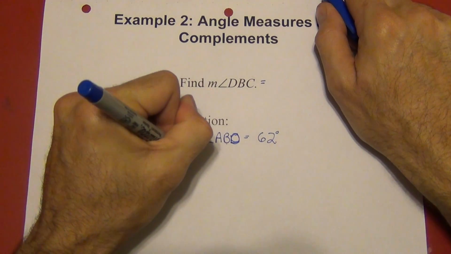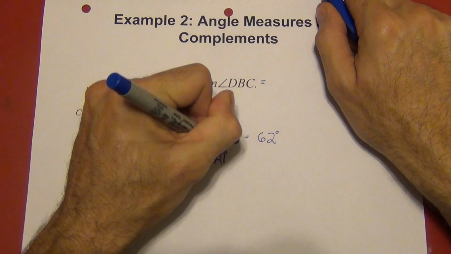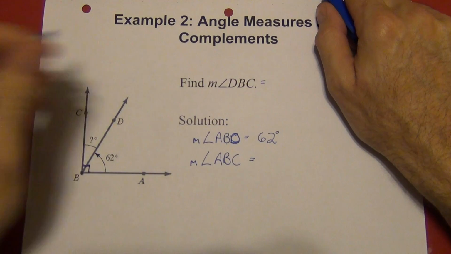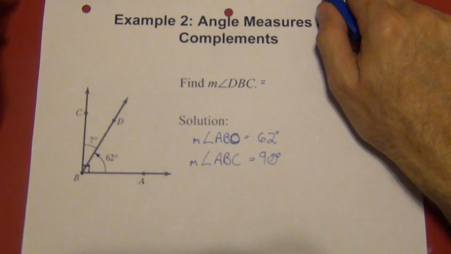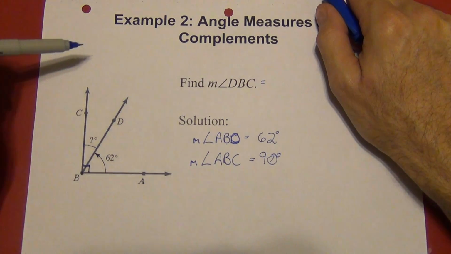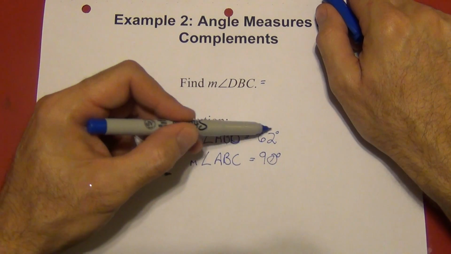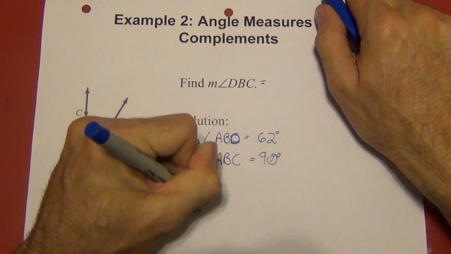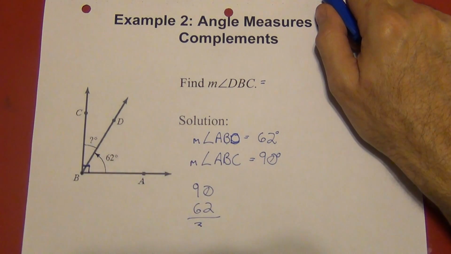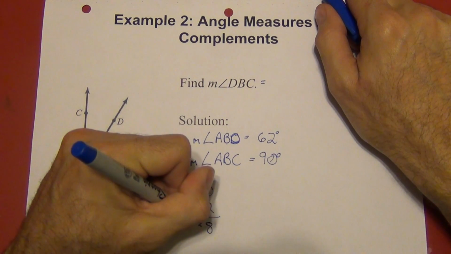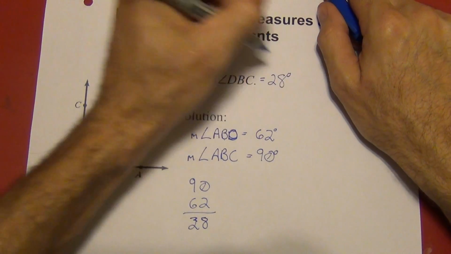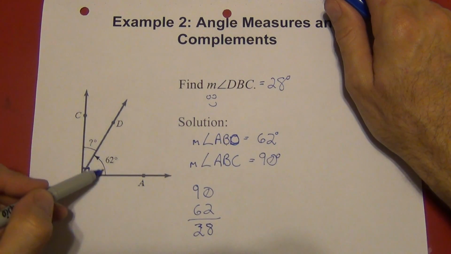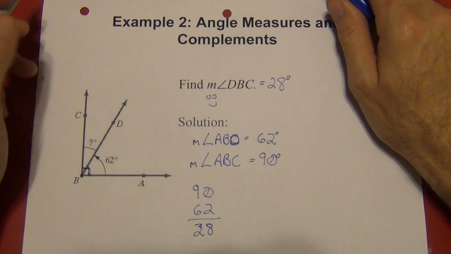We'll notice that the measure of angle ABC looks to be 90 degrees. Now this little box right here tells us that it's actually 90 degrees, so that's a 90-degree angle. So the measure of DBC is going to be complementary to 62 degrees. And so if you subtract, you get 28 degrees. And that makes us happy. So 62 and 28 are complementary angles, so they're going to come together to form this right angle right here.